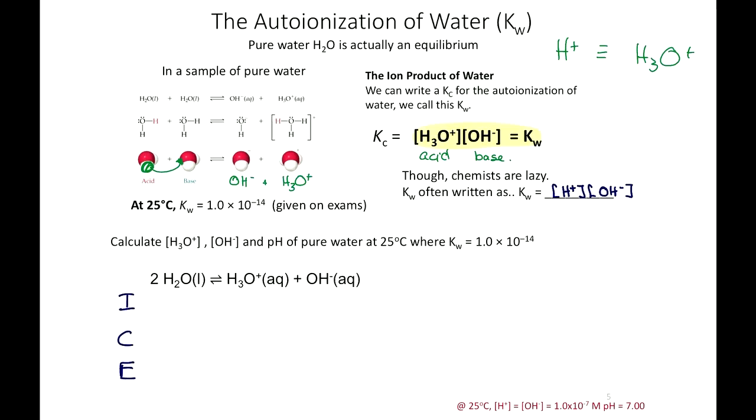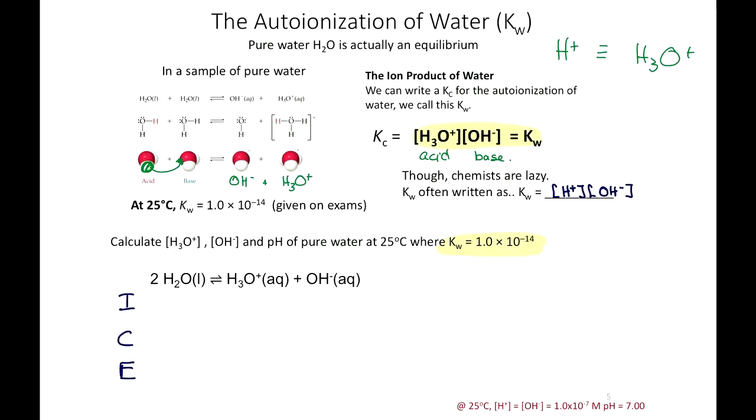Okay, so let's calculate the concentrations of H plus and hydroxide using our Kw value that's given. This is kind of just chapter 15 review, but we're using the same skills and applying them to acids and bases. So let's calculate the acid-base concentrations and the pH of pure water at 25 degrees Celsius, and I'm telling you that the Kw for this reaction is a very small number, 1 times 10 to the negative 14.